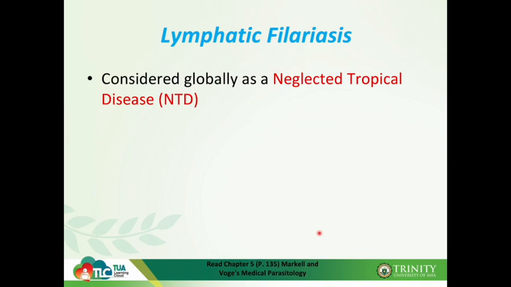What does NTD mean? Neglected tropical diseases are those that usually affect the poorest of the poor. According to the World Health Organization, these are the diseases that affect yung mga poverty-stricken areas. And so, medyo hindi siya napagtutuunan ng pansin. And so, they become neglected.